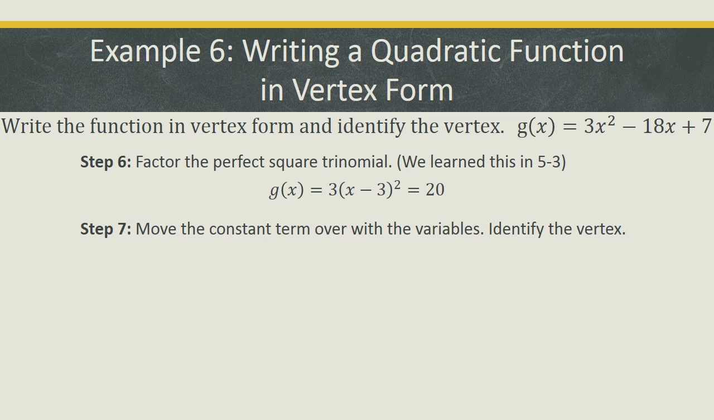Last thing to do, move the constant term over, back where it was, back over with the variables. And then we can identify the vertex. So g of x equals 3 times the quantity x minus 3 squared minus 20. This is now vertex form. I can identify the vertex from vertex form. The value in here, if this is minus, it's always the opposite of what you see. So you look, it says x minus 3, so it's actually a positive 3 and then minus 20.